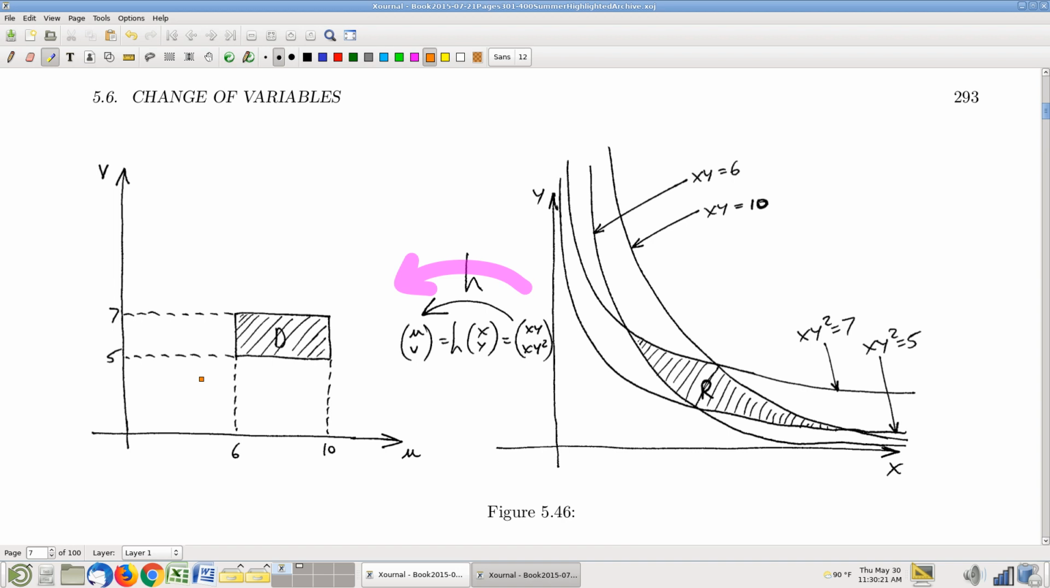So, yeah, but how am I supposed to plug in? Everywhere I see x and y, I'm supposed to plug in how to write that in terms of u and v. And my function's going the wrong way. I don't have x and y as functions of u and v. I have u and v as functions of x and y. So that's an annoyance, and that is something that can be awkward.